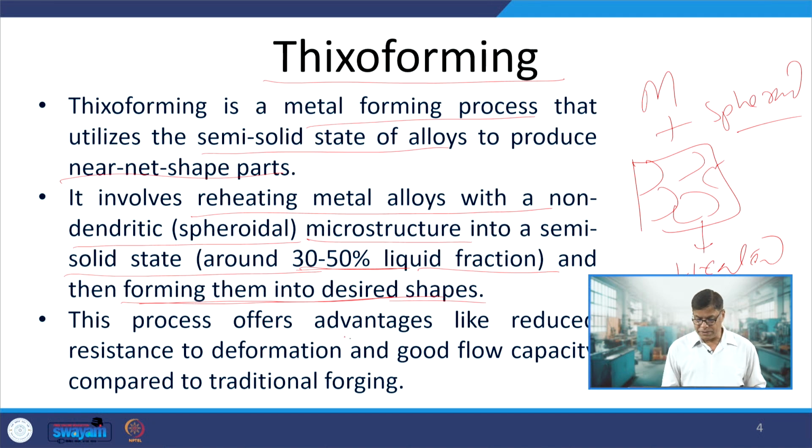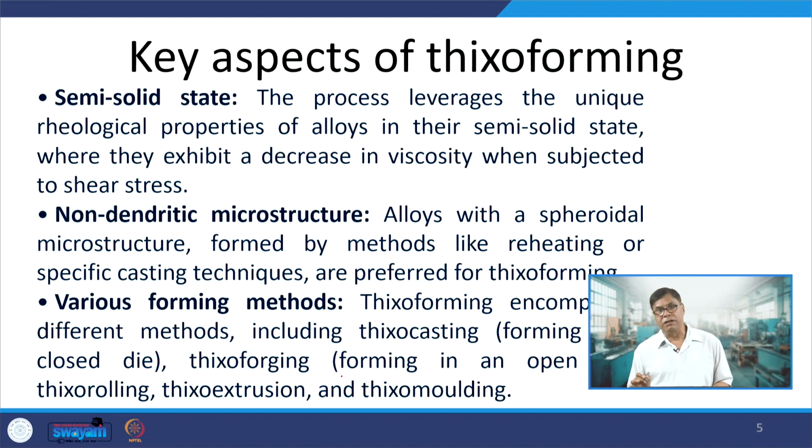This process offers advantages like reduced resistance to deformation, because the metal is already in the semi solid state, it will show good flowability. So, good flow and plastic deformation capability. So, good flow capacity as compared to traditional forging processes. So, the key features of thixoforming include that the metal is processed in the semi-solid state.